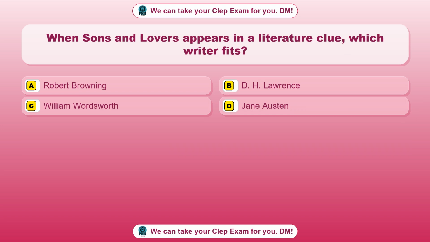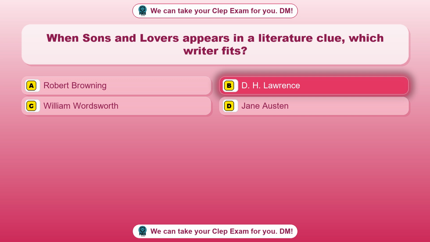Question 37. When Sons and Lovers appears in a literature clue, which writer fits? Option A. Robert Browning. Option B. D.H. Lawrence. Option C. William Wordsworth. Option D. Jane Austen. The correct answer is option B.